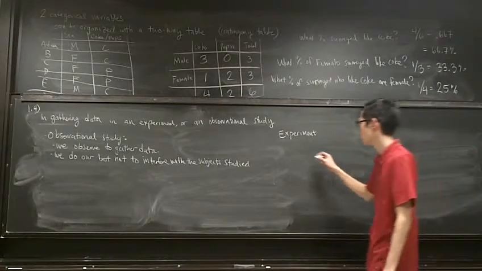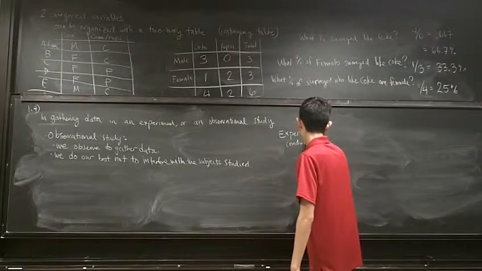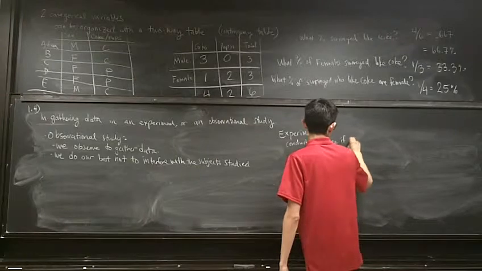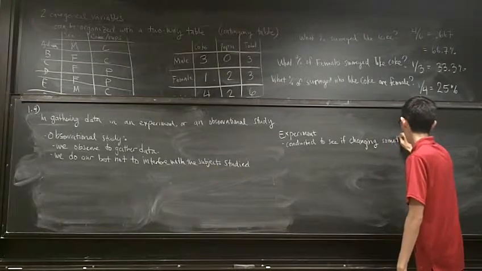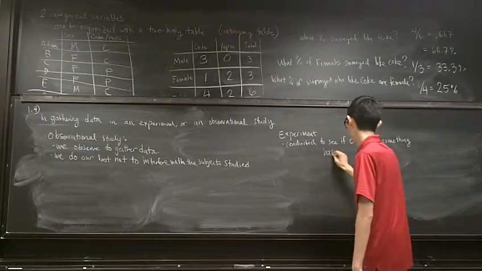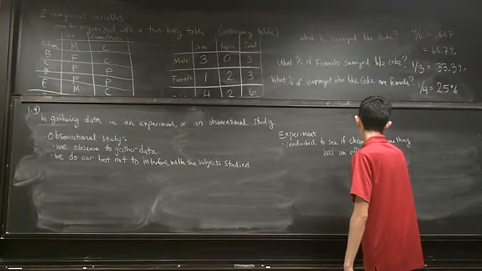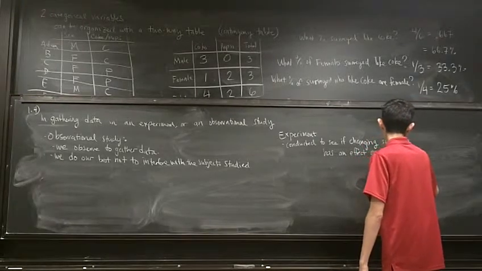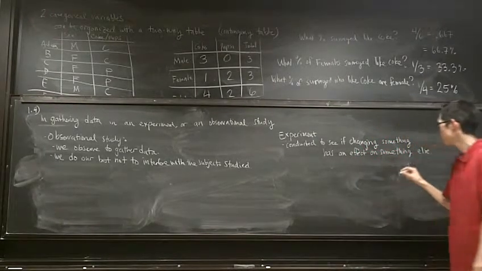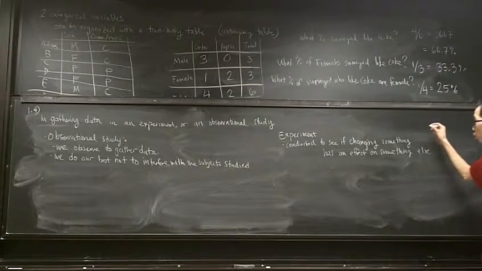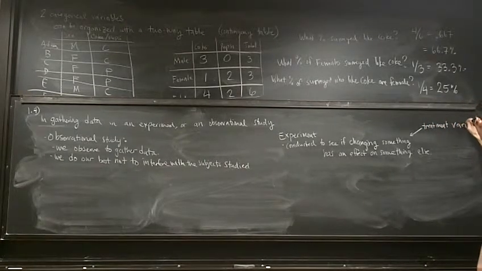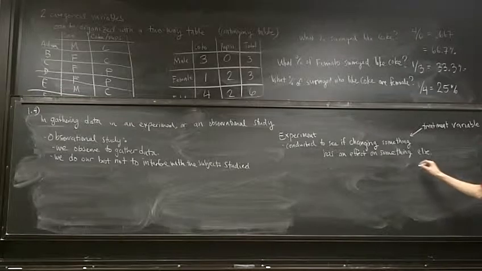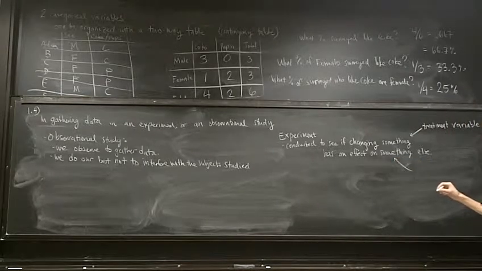Okay, so these are conducted to see if changing something has an effect on something else. The thing that you are changing, that is known as the treatment variable. So you want to know if changing the treatment variable has an effect on something else, and that is called the outcome or the response variable.